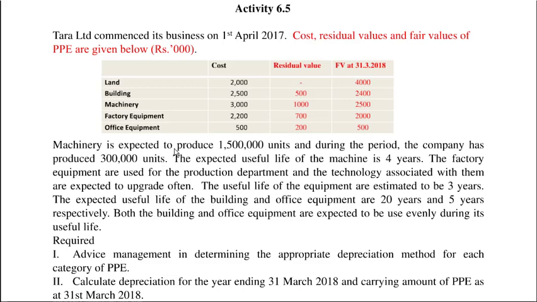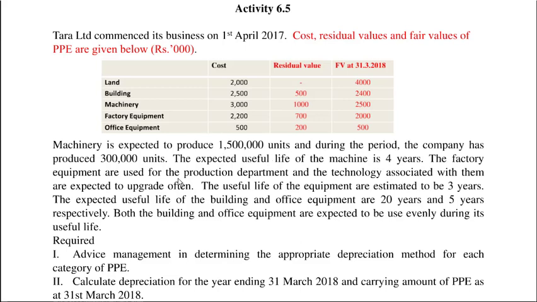Machinery is expected to produce 1.5 million units, and during the period under consideration, it has produced 300,000 units. So accordingly, we can say machinery we can depreciate on a unit of production basis. Then the expected useful life of the machine is 4 years.